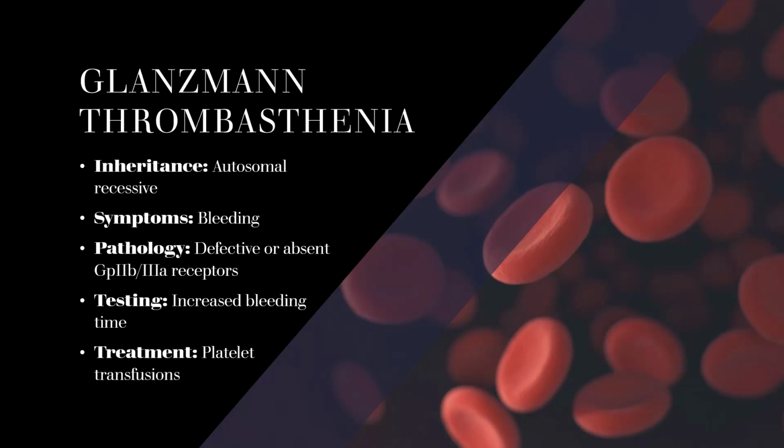Next, we have Glanzmann thrombasthenia. This is autosomal recessive, with the same type of bleeding symptoms, those superficial bleeds. The pathology here is your GP2B3A receptors, which, if you recall, are the receptors that connect to fibrinogen, which then cross-links platelets. So the GP2B3A receptor is defective or absent. Once again, like your primary hemostatic disorders, you're going to have an increased bleeding time. The treatment here is platelet transfusions. This is very uncommon, but it does get tested.